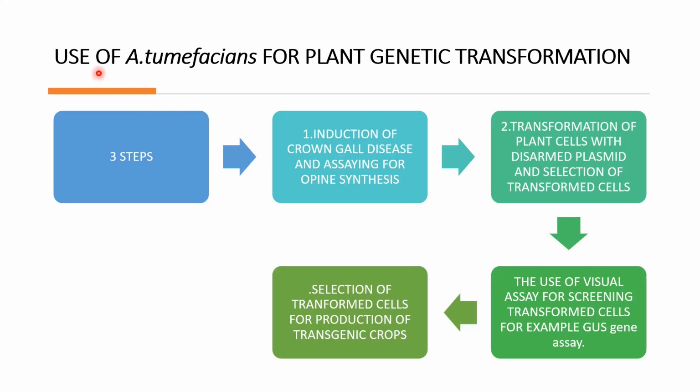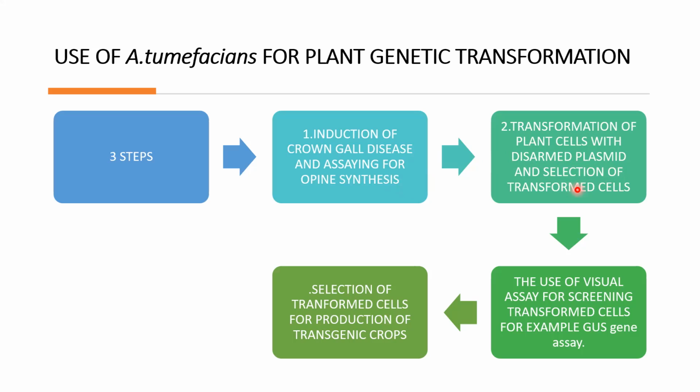So, Agrobacterium tumefaciens is used for the production of transgenic crops in three steps. The first step is production of the disease in the host plant, induction of crown gall disease, and assaying for opine synthesis. But for production of transgenic crops without disease, we will remove the oncogenic genes and opine genes. So this is called production of the disarmed plasmid. The second step is transformation of the plant cells with the disarmed plasmid, and next is selection of the transformed cells.